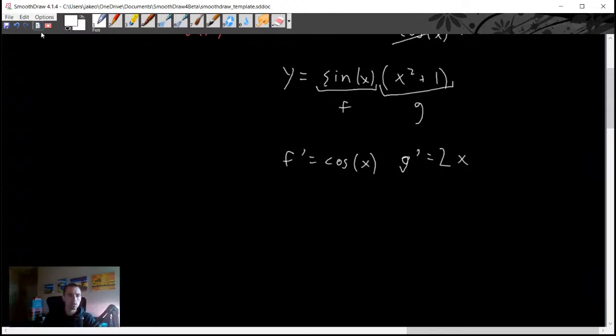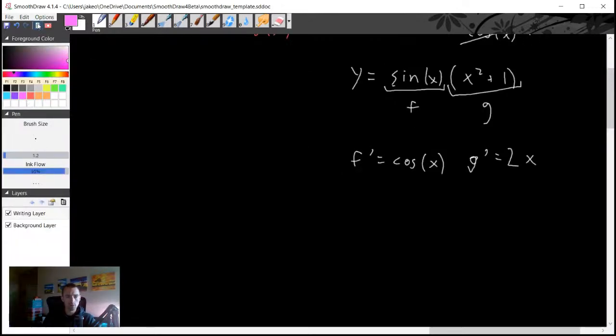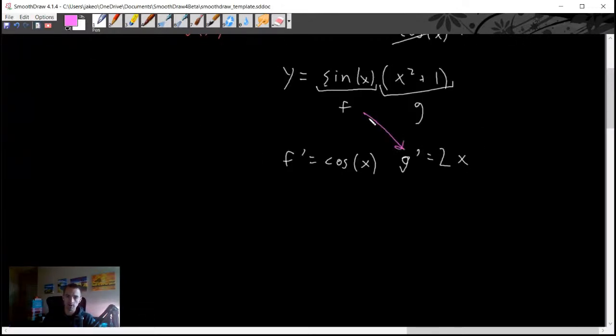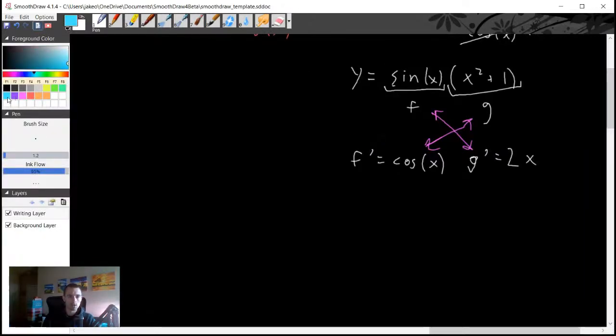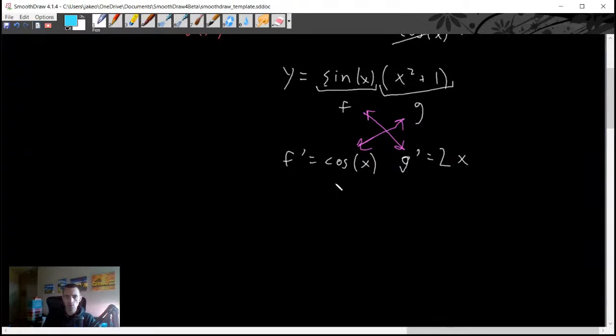Well, that's just 2x. Okay, so now the product rule, again, is just going to tell us that we're going to multiply across. So we do the original of one times the derivative of the other, the derivative of one times the original of the other, and then add them together. So doing that, we're going to get sine of x times 2x. So y prime equals 2x times sine of x. And in multiplication, the order can be switched. So sine of x times 2x is the same as 2x times sine of x.